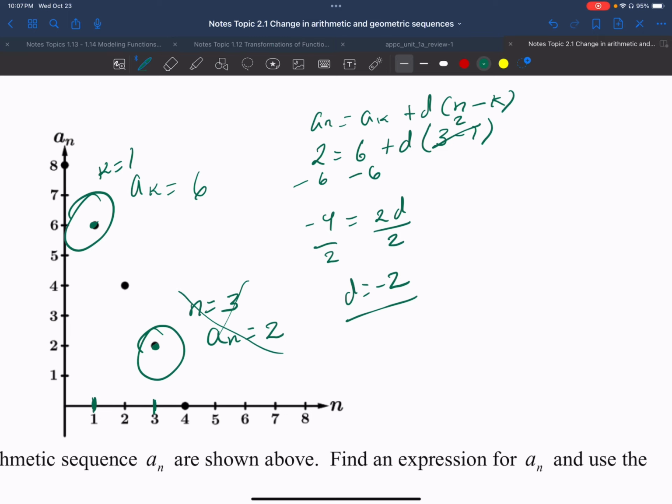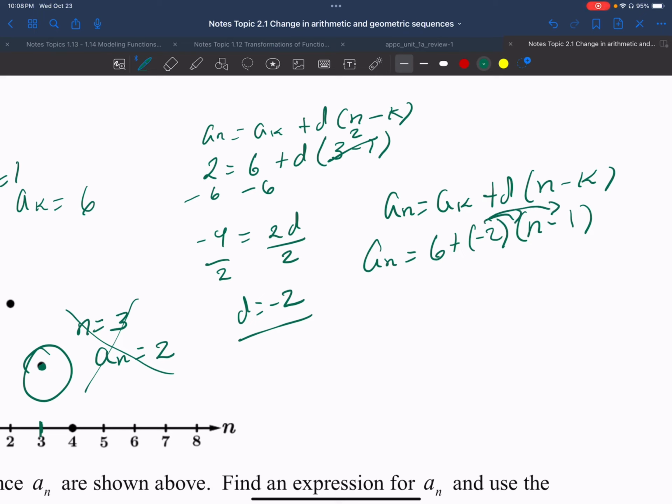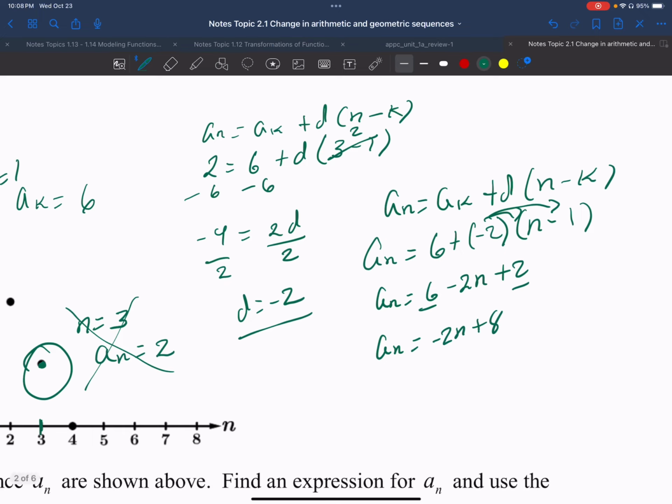After that, again, I'm going to ignore this because I want a sub n as my equation. So a sub n equals a sub k plus d times n minus k. So a sub n equals a sub k, which is 6, plus -2 for my common difference times n minus 1. After that, I'm going to distribute a -2 to both of these terms. So I know that a sub n is equal to 6 minus 2n plus 2. Combine the like terms, a sub n equals -2n plus 8.